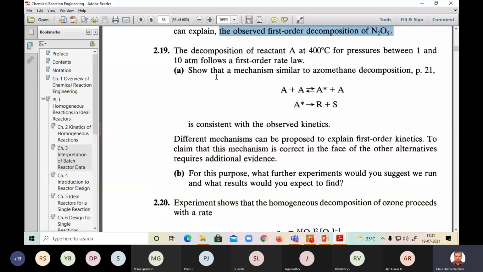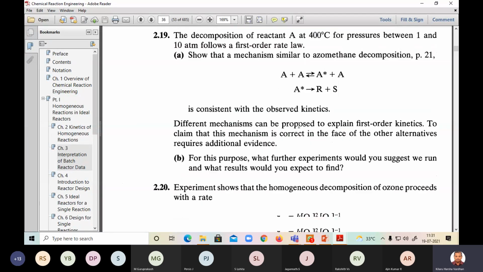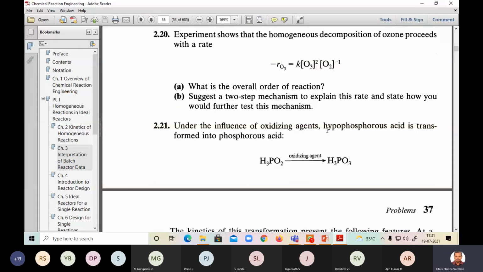Show that the following scheme, the mechanism of azomethane decomposition, A plus A gives A star plus A, and that A star decomposes to give R plus S, is consistent with the observed kinetics. Different mechanisms can be proposed to explain first order kinetics. To claim a mechanism is correct in the face of other alternatives requires additional information. So you take this and see it is first order kinetics. That is one. This is a problem we did.